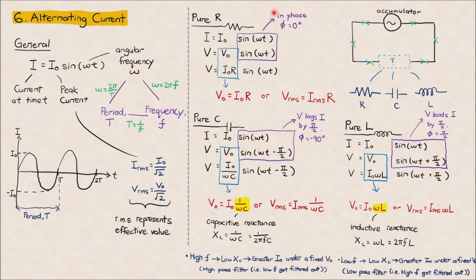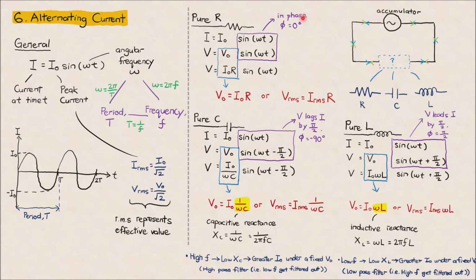What does in phase mean? If current is increasing, then voltage will be increasing. If current is decreasing, then voltage should be decreasing. If the current reaches the peak, then the voltage should reach the peak, and vice versa. If the current reaches the trough, the voltage should reach the trough as well. They move up and down in sync. In that case, we say the current and the voltage are in phase.